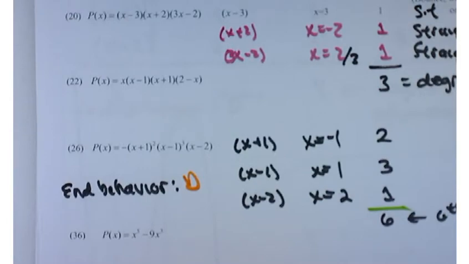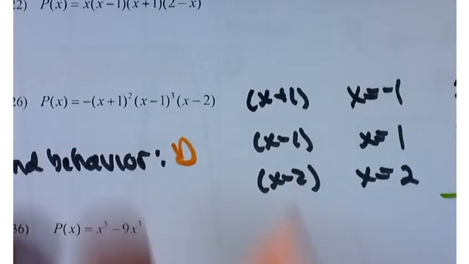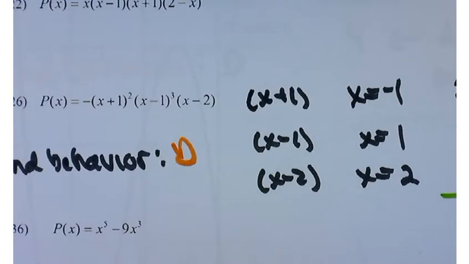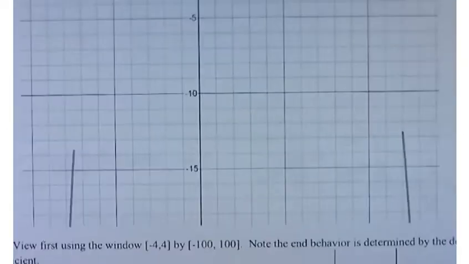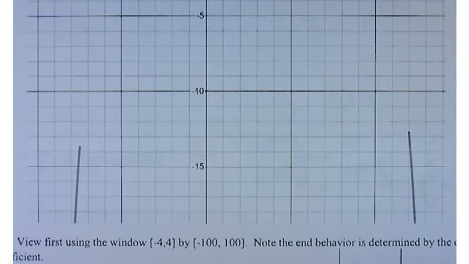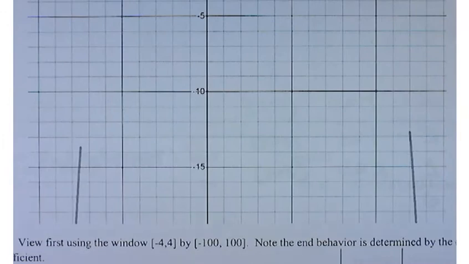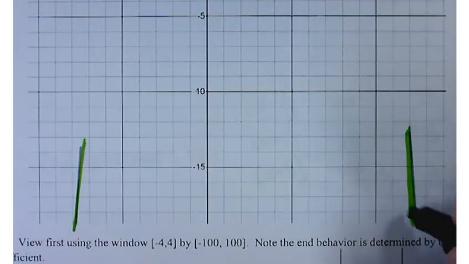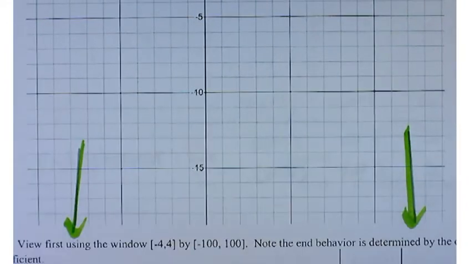It wouldn't go down if it was positive, but is it positive? Yeah, you got that negative there that's kind of sticking out in front. That's what makes it open down as opposed to open up. So what you expect is kind of what we see here. That and that. There's your end behavior. Now, let's see what else we expect.